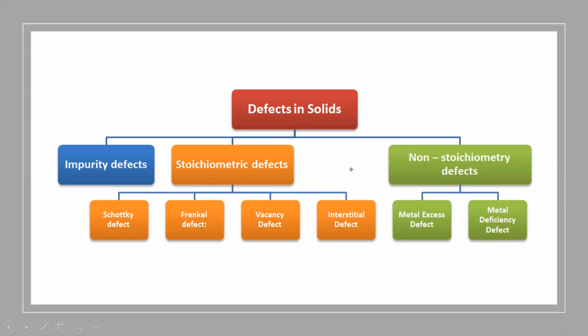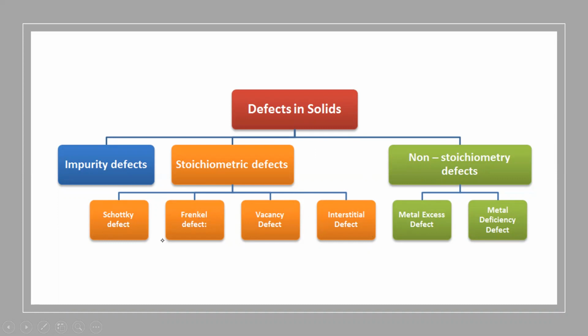Now, the next topic in this chapter is defects in solids. Due to the presence of cations or anions in the lattice sites, every solid will have defects. Every crystal lattice will have defects. That only we are going to study now: impurity defects, stoichiometric defects, and non-stoichiometric defects.